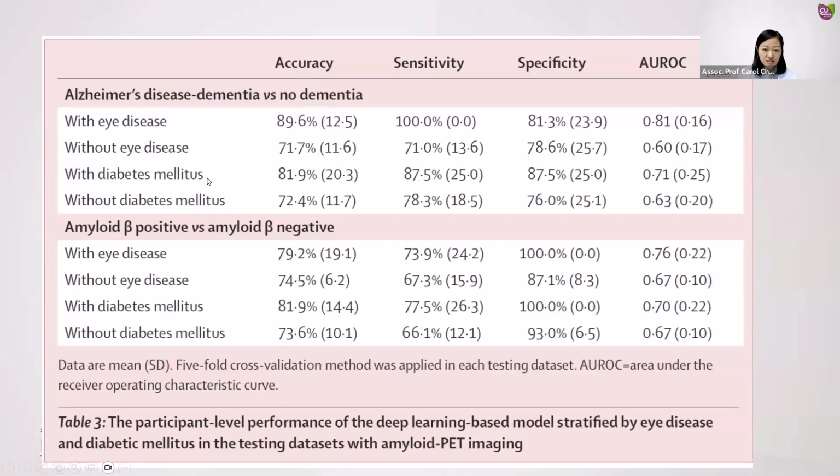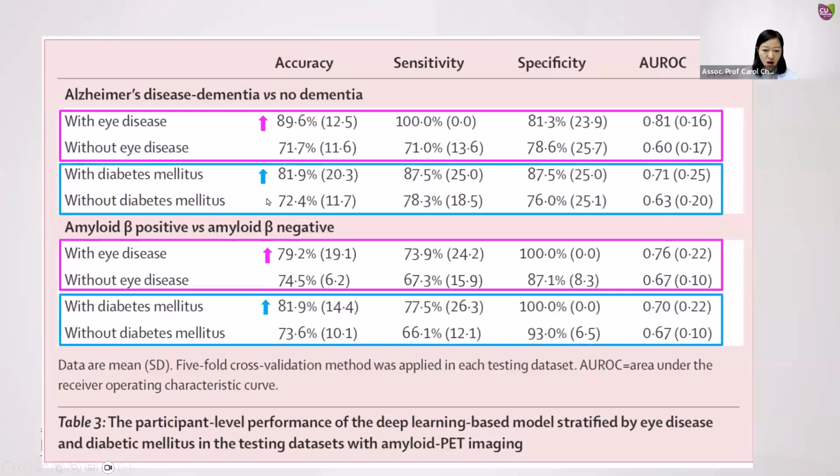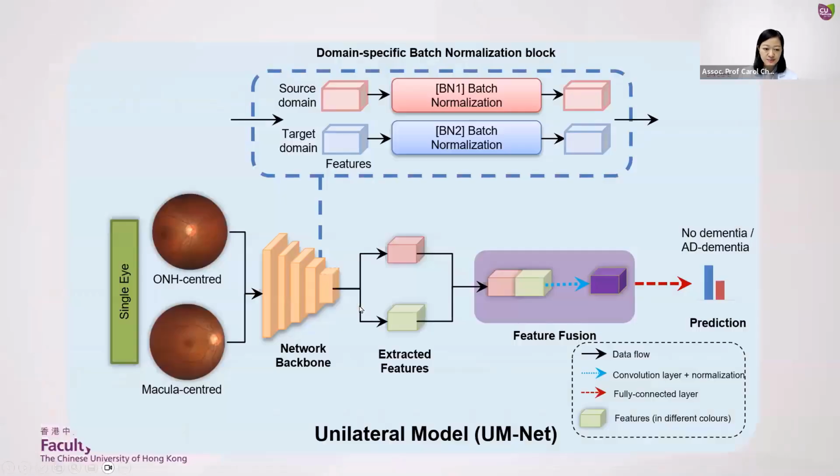In the subgroup analysis, our algorithm retained a robust ability to differentiate between people who had and did not have AD even in the presence of eye disease and also diabetes. Furthermore, patients with type 2 diabetes are at high risk of cognitive impairment. Our deep learning algorithm performed well without significant interference from these two potential confounding factors.